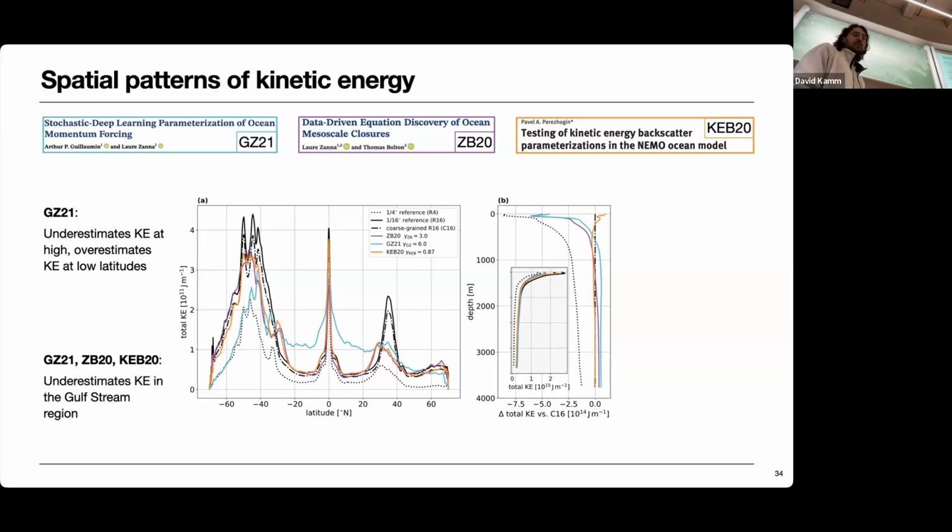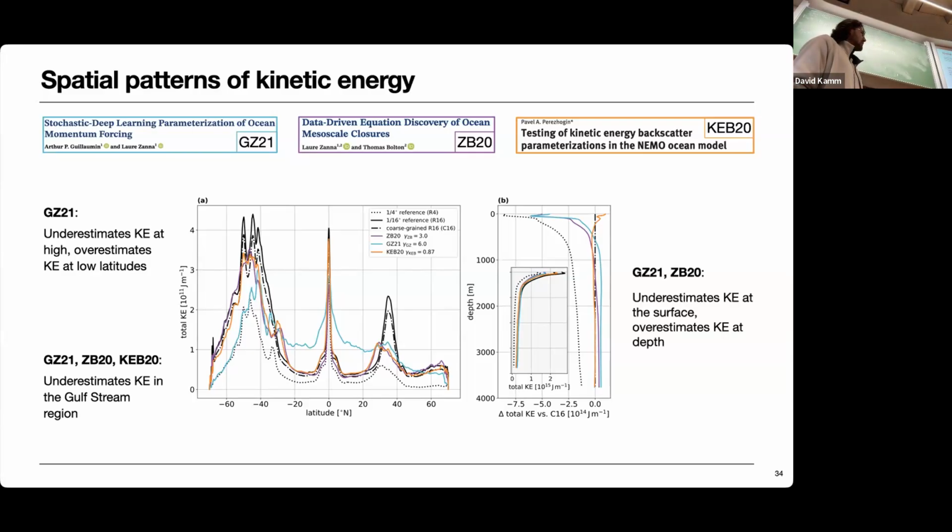And again, we believe it's a question of the information the parameterizations were informed about. So we know that for the Gulf Stream, the bathymetry is very, very important for setting the path and also the separation point of the Gulf Stream. So none of these parameterizations are informed about that.